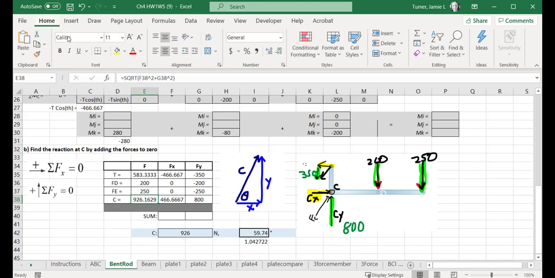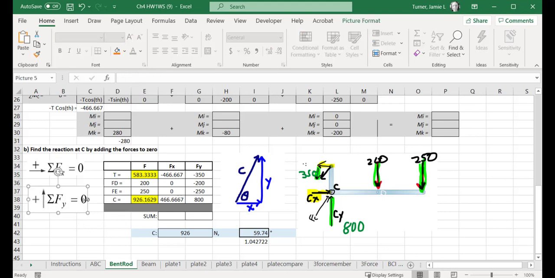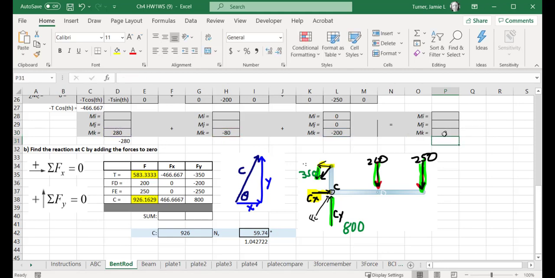So what we have here is the reaction at C is X and Y components, and then we also have the tension. And that is what is needed for the Y forces to add to zero, the X forces to add to zero, and also all of our moment forces add to zero as well.